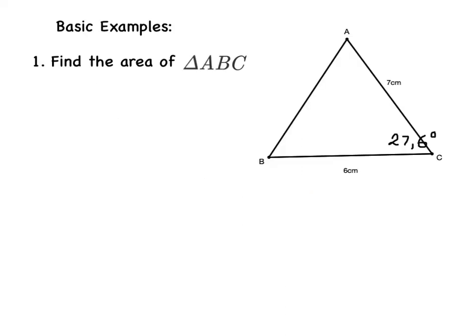Right, so let's look at some basic examples. Here we have triangle ABC, where we are given that AC, or little b, is 7 centimeters, BC, or little a, is 6 centimeters, and angle C is 27,6 degrees. They ask me to find the area of the triangle. So I need to think now, I'm given angle C, I'm given little a and little b. So my formula is going to be area is equal to a half little a, little b, sine C, using the sides that I've got.